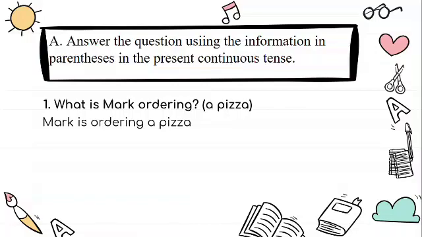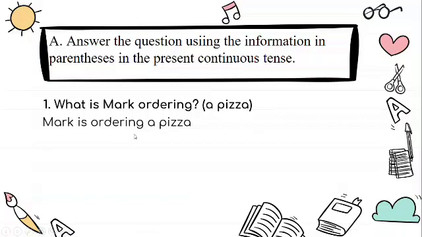Then the verb to be, okay, that is. In this case, is because we are talking about he, okay? He. So remember that with he, she, and it, we use is. Okay, so Mark is, and then we have to write the verb in ing form. Okay, so Mark is ordering. Remember, order is the base form, and here we have ing. Okay, so it is ordering a pizza because we are using the word that is in the parentheses.